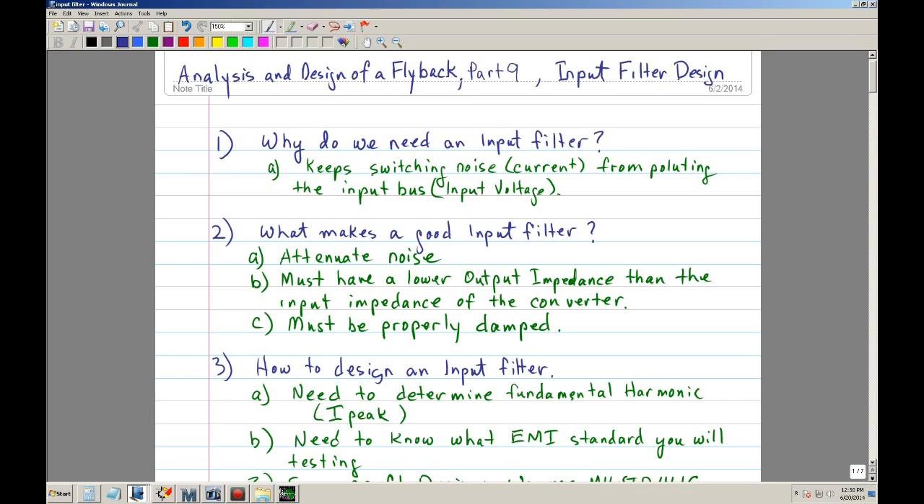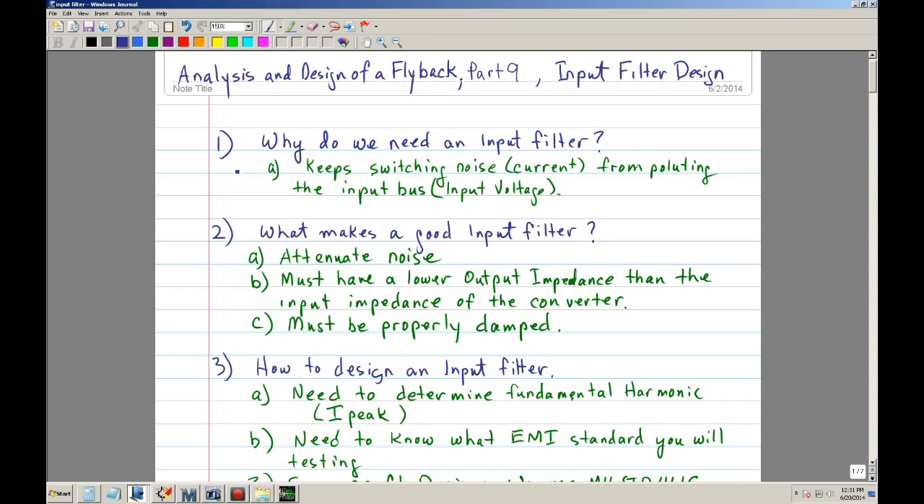Okay, the input filter is a very important part of a switching power supply. It's often overlooked, but there are very good reasons why it should not be overlooked. First of all, why do we need an input filter? Why not just connect it to the voltage source?